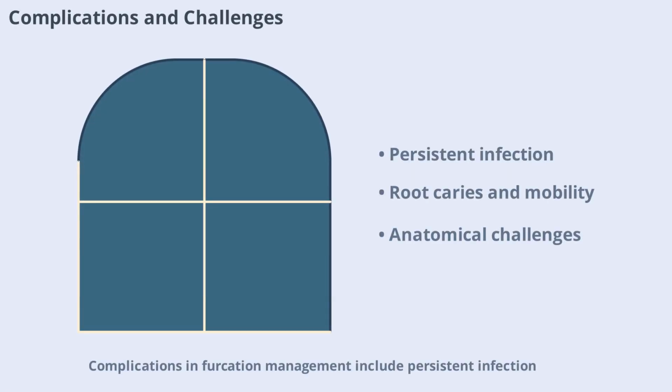Complications in furcation management include persistent infection, root caries, tooth mobility, and failure of regenerative procedures. Anatomical challenges, such as difficult access and complex root morphology, can hinder treatment. Addressing these complications requires careful planning, patient cooperation, and ongoing maintenance to achieve optimal outcomes.